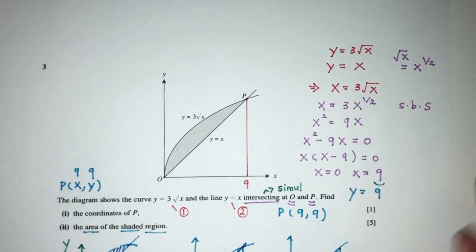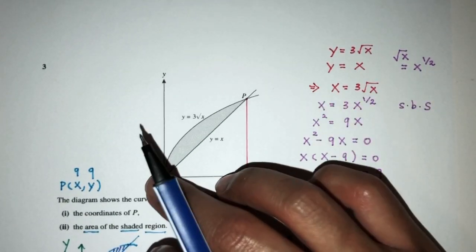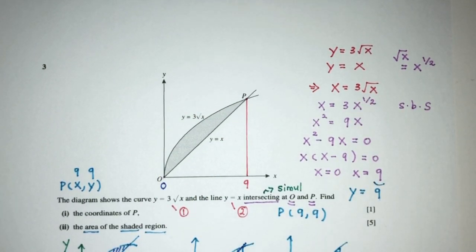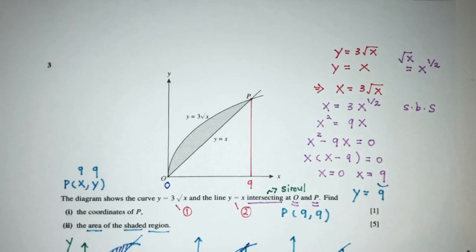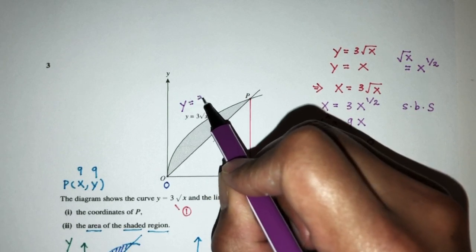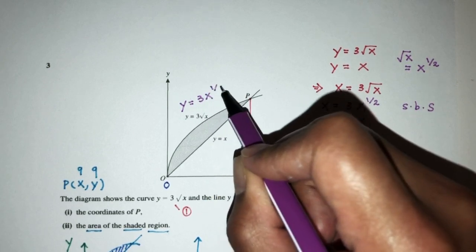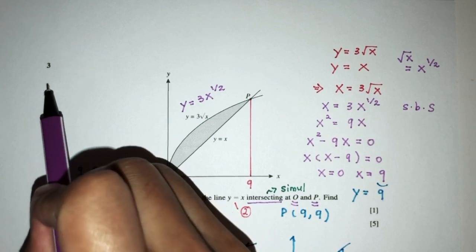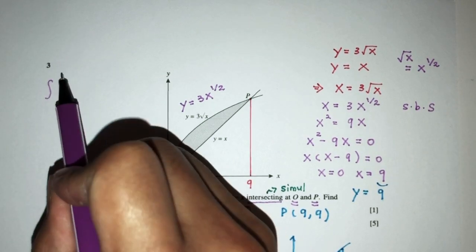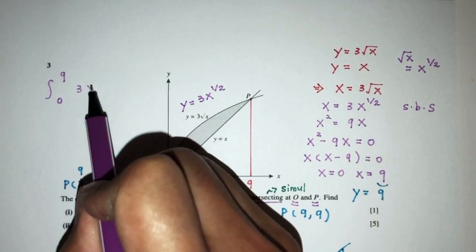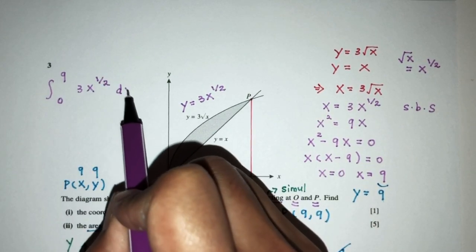If you observe, it is simply the area under this curve, between the limits of 0 and 9. Now, to find the area under a curve, we have to use integration. So pretty easy. First step, let's rewrite this. We know y is equal to 3 root x, which is 3x power half. Now, to find the area under the curve, we use integration between the limits 9 and 0, and the equation is 3x power half with respect to x.